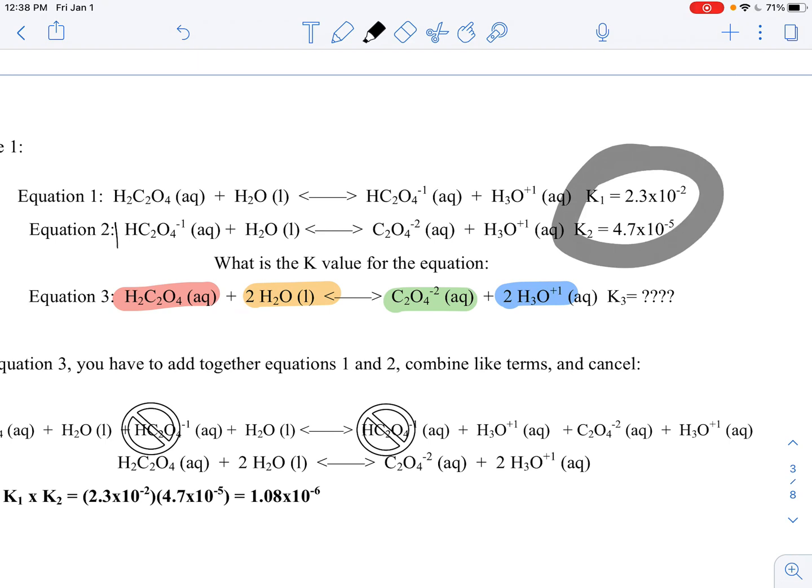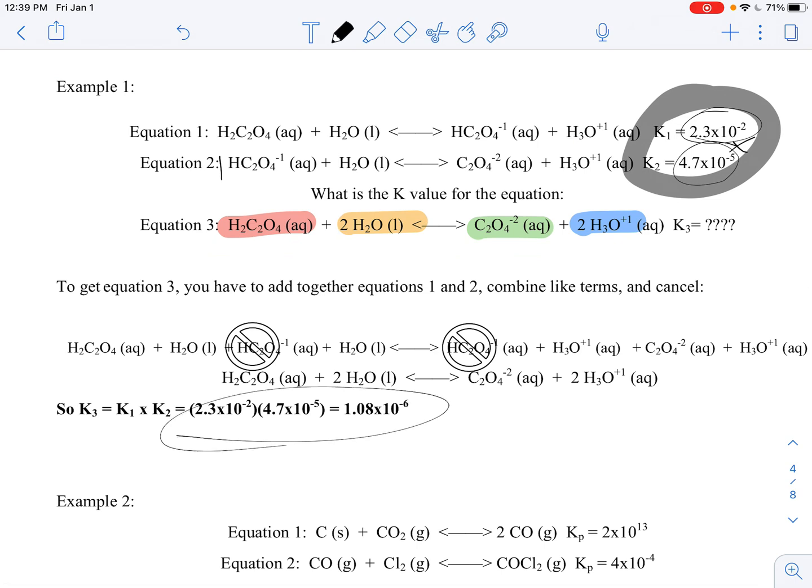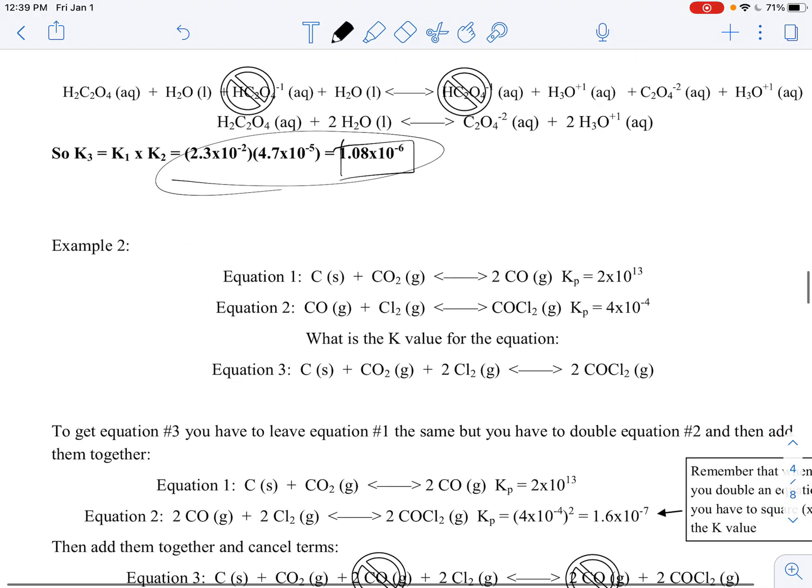So if I have to add equations together, what do I do with their K values? I simply multiply them together. I do not add them together like I would in thermodynamics. So all I have to do is multiply this by this, which is what this is showing us, and that is my new K value that is there. So if you simply add equations together, you multiply their values.